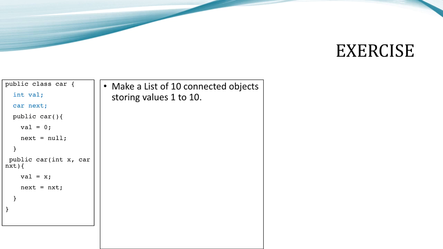Here's a small exercise for you. Extend or modify this code. So instead of having a list of size 4, you create a list of size 10, storing values starting from 1 to 10. I'm going to pause this for a few seconds, and then I can come back to it.